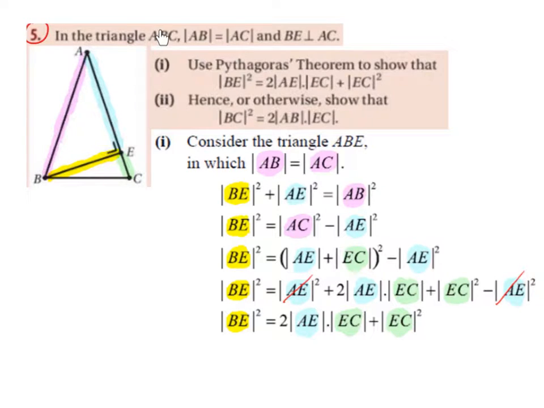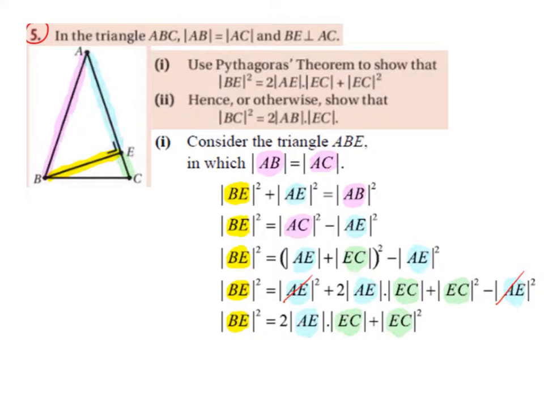In the triangle ABC, AB is equal to AC, and BE is perpendicular to AC. So we have a right angle here and here.